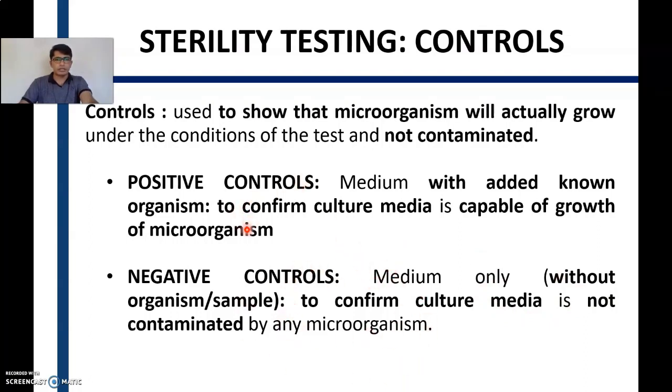So during the sterility testing, the positive control should give a positive result. That means the culture media containing the standard microorganism should give turbidity, and negative control should give a negative result. That means there should not be any turbidity in case of negative control. So that is the control which is used for the sterility testing.